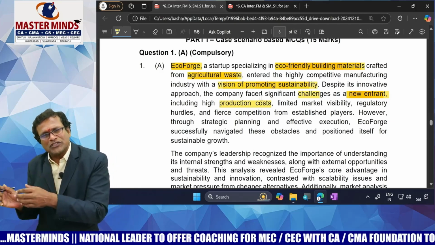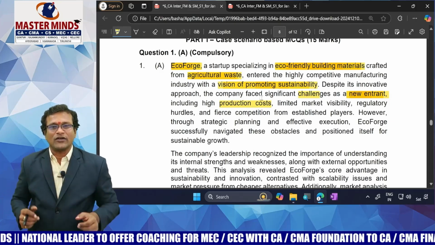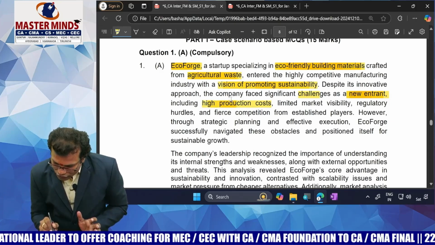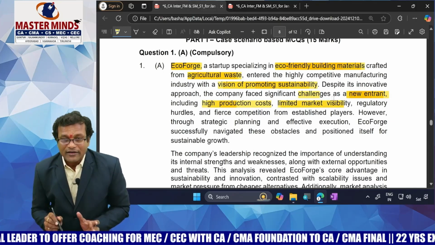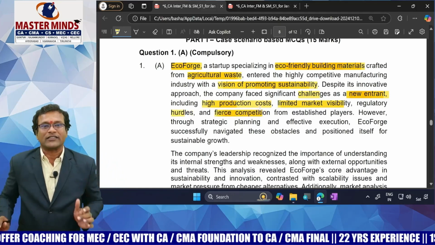Did we get any MCQ related to high production cost in the back of your mind? You have to check that. High production cost, limited market visibility, regulatory obstacles, and very tough competition from established players.